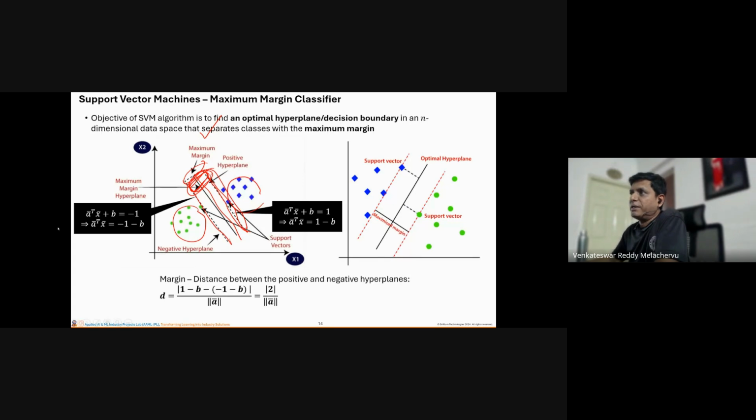Let me use a different color there. The color we will use is this orange, right? Orange.